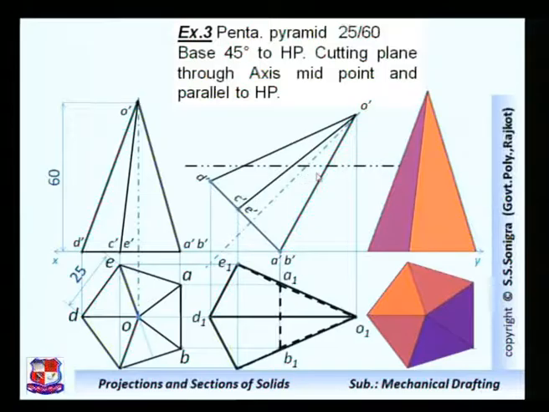Now locate various points, the intersection of these slant edges and the cutting plane. Here 2 points are there. One is on O dash A dash, that is point number 1. On O dash B dash, point number 2 would be there.